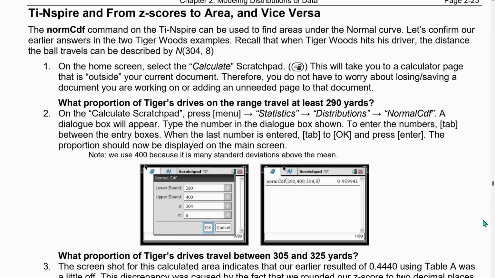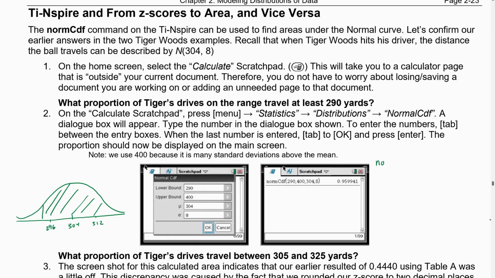One, as always, they would like you to draw out that normal distribution. Remember 304, 312, etc. And draw in 290. It ends up being about here, and shade that in. That's one thing they want you to do.